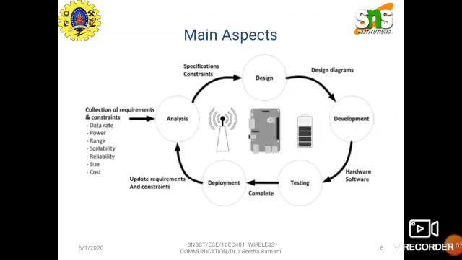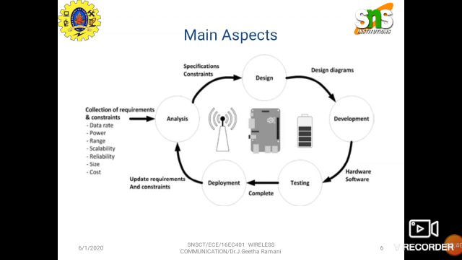So you have to do this first. What are the main aspects? Where we'll be starting with is analysis. Analysis is the collection of requirements and constraints. So what is the data rate, what is the power, what is the range, scalability and reliability, what is the size and what is the cost. Once the analysis is done and you have selected the right thing to design, we'll move to your design with specific constraints.